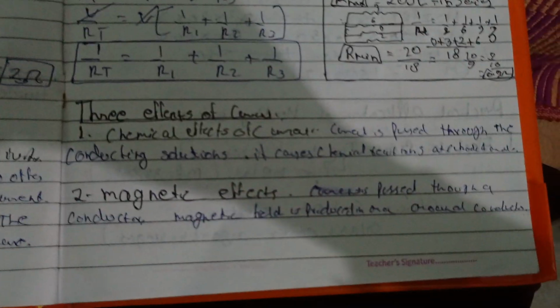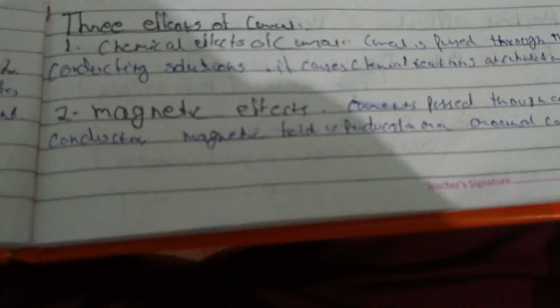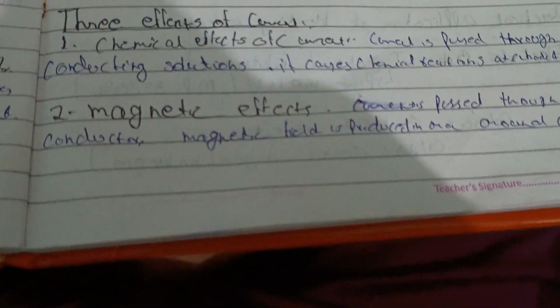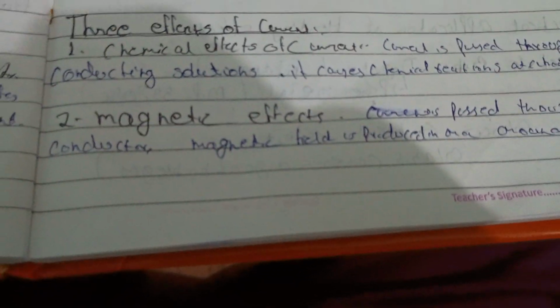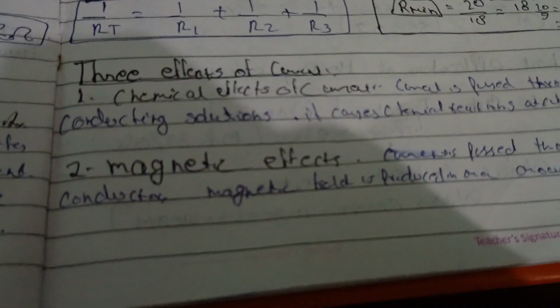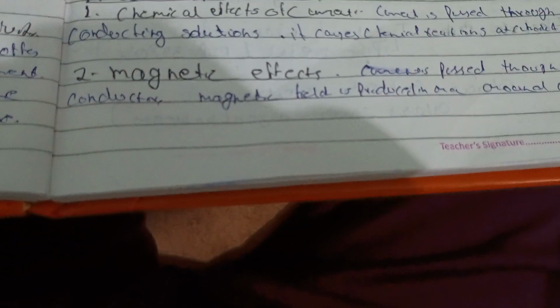Three effects of current are chemical effect, magnetic effect, and heating effect. Chemical effect: current is passed through a conducting solution. It causes a chemical reaction at the cathode and anode. You can see the hydrogen gas, the electrolytic decomposition process. Magnetic effect: when current is passed through a conductor, a magnetic field is produced. We can study it in the next chapter.